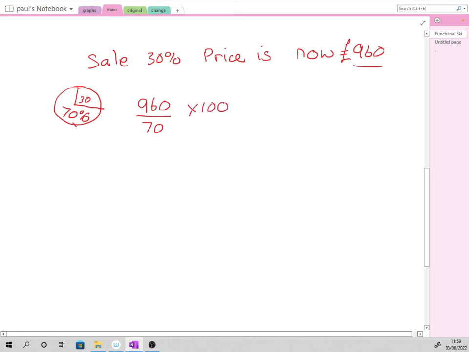It's going to be more than that, yeah? It's got to be, hasn't it? Because it's been reduced. So we do the 960, divide by the 70, times by 100, and that comes out as 1371.43, or near enough, yeah.